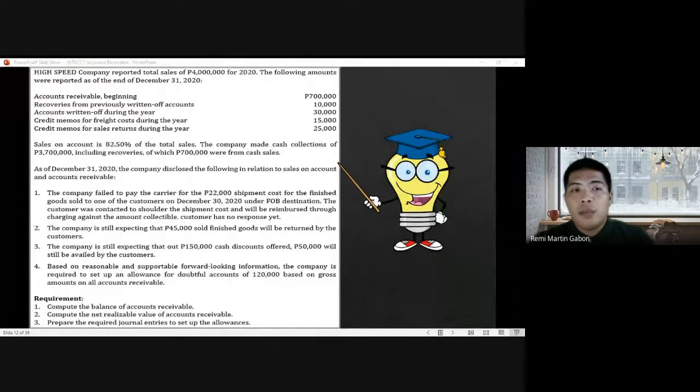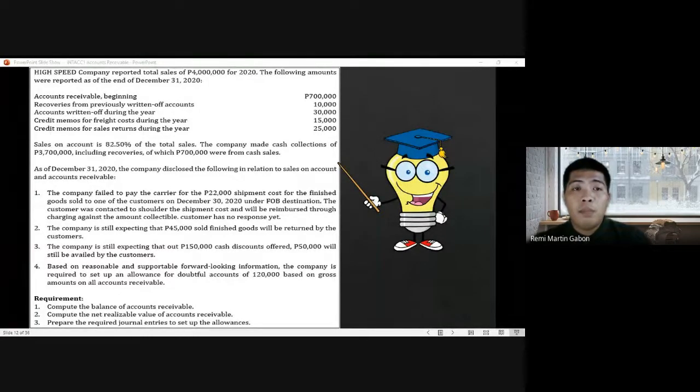Okay. So next, number two, the company is still expecting. So the phrase there is still expecting 45,000 sold finished goods will be returned by the customers. So we are anticipating returns, sales returns from customers. So no actual returns yet. If we're going to journalize number two, we must debit sales returns and credit allowance for sales returns. Sometimes our debit there is sales returns and allowances or sales allowances. Sales allowances are actually referring also to returns. Sometimes we debit both sales returns and allowances account, or simply sales returns, or simply sales allowances.